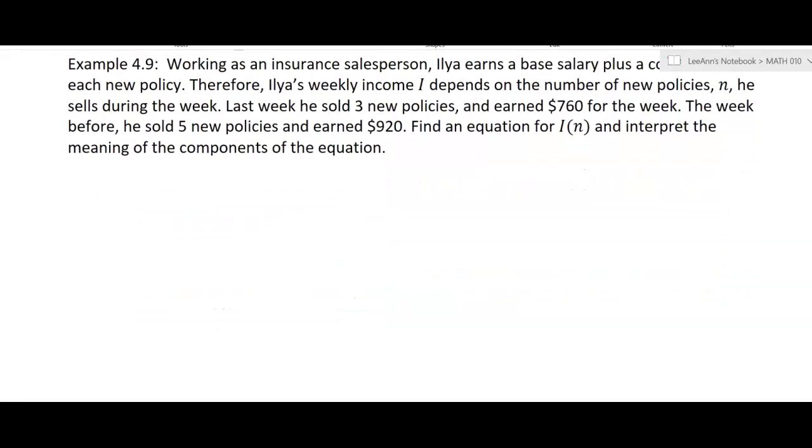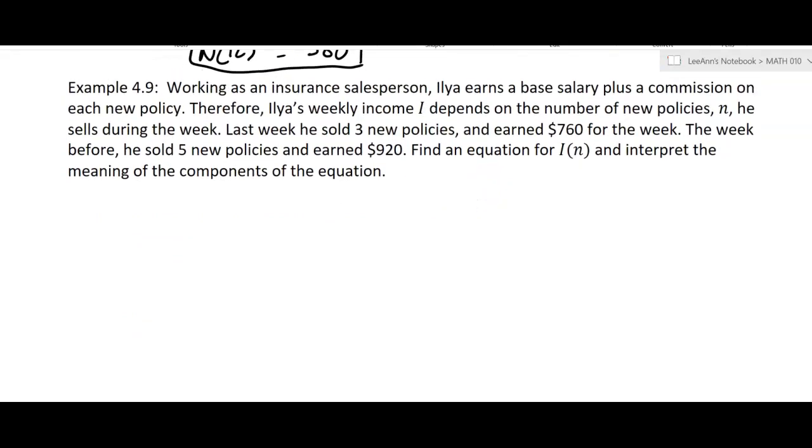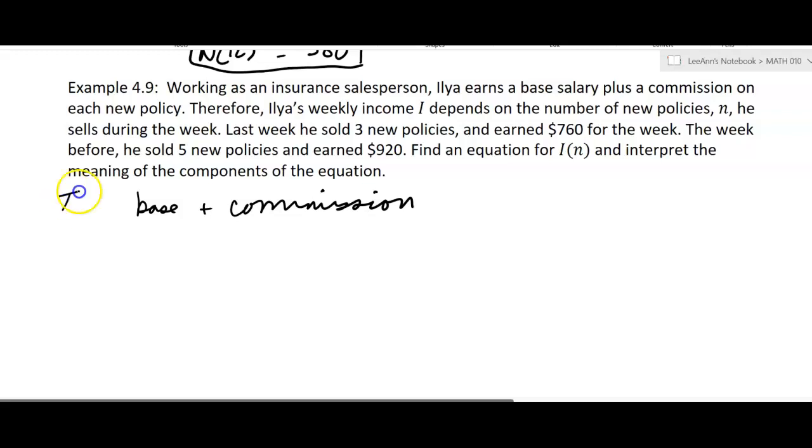Working as an insurance salesperson, Ilya earns a base salary plus a commission for his weekly income. Okay, so I for income. He gets a commission on each new policy. Therefore, Ilya's weekly income, I, depends on the number of new policies, n, he sells during the week. So it's going to be I of n.